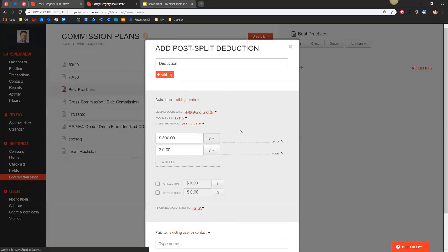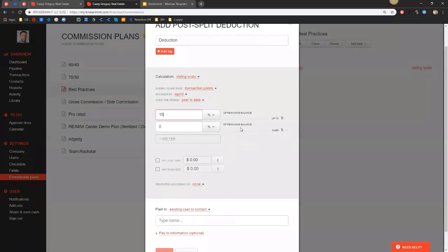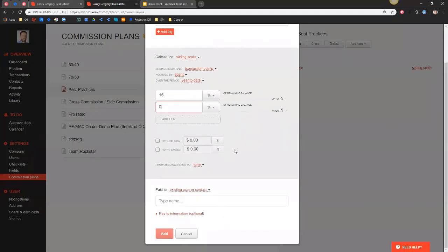Another instance is we can also work off of any of these metrics. It doesn't have to be a whole dollar amount. So if we were to say remaining balance after deductions, and let's say we were going to take 15% up to 5 transactions. After 5 transactions, we will deduct 0% from their commissions.